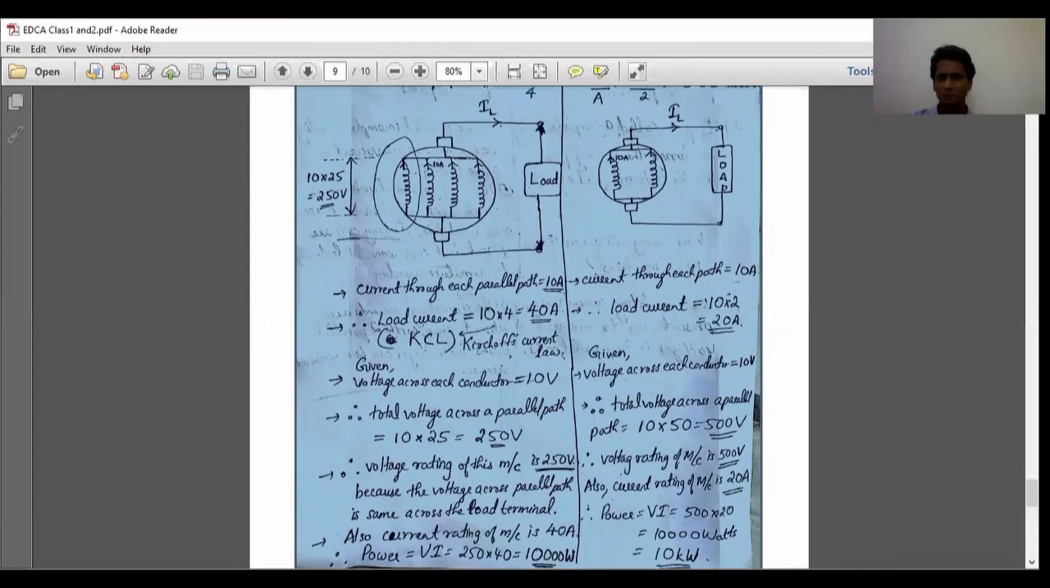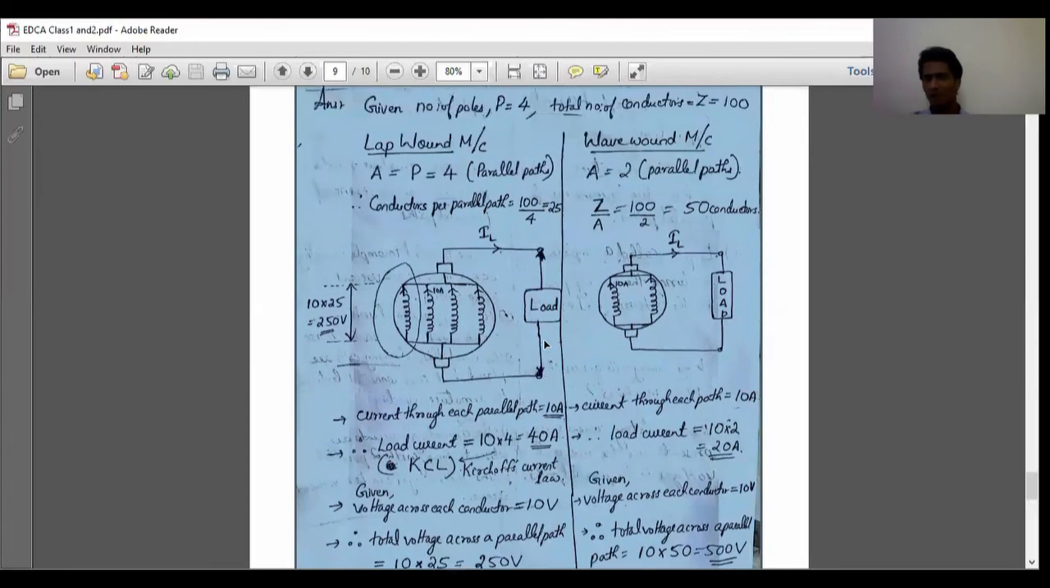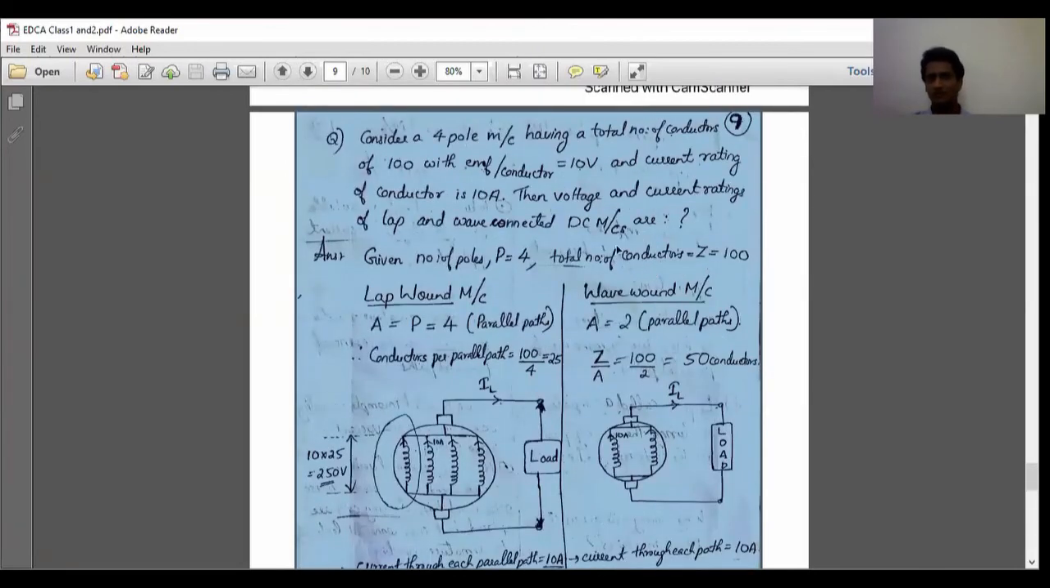Okay, then here the voltage rating is obtained as 250 volt and the current rating is obtained as 40 ampere. This is what we had to find for the lap wound machine. One part of the question is over. Okay. Voltage and current ratings of the lap wound machine have been calculated.